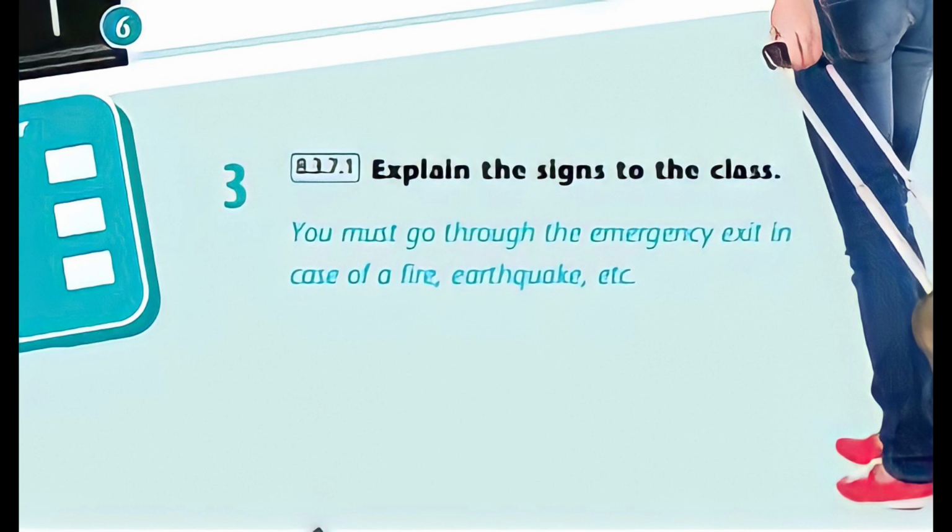Explain the signs to the class. You must go through the emergency exit in case of a fire, earthquake, etc. You must go to the platform if you need to get a train. Please explain other signs.